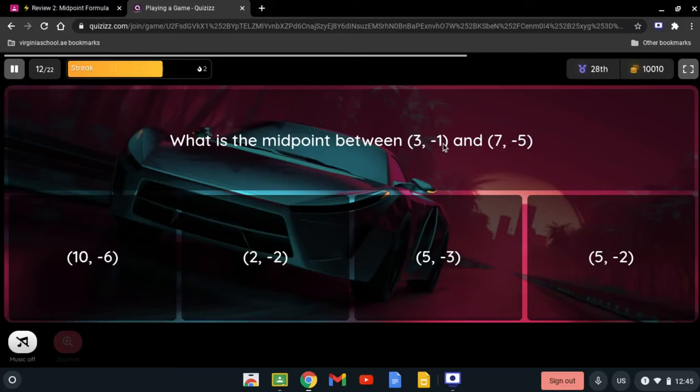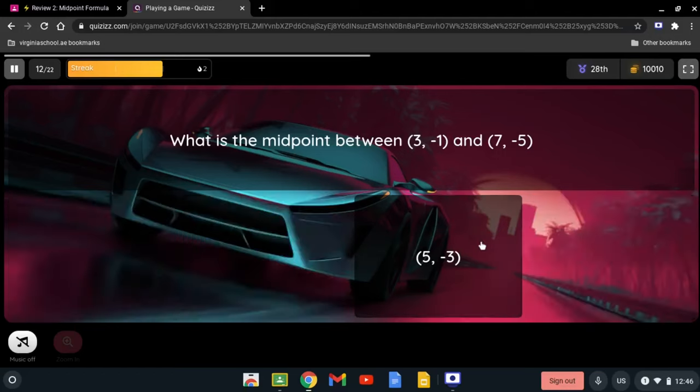And then we're going to replace y1 with negative 1. So negative 1 plus y2, which is negative 5. We're going to use a calculator for this. So negative 1 plus negative 5 is negative 6, and negative 6 divided by 2 is negative 3. So we have 5 and negative 3.